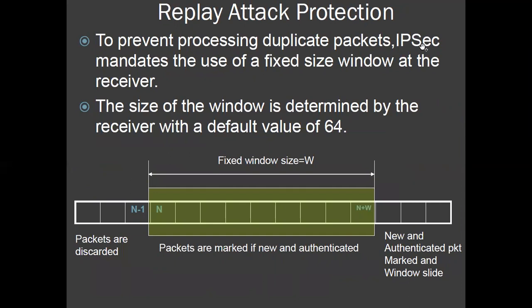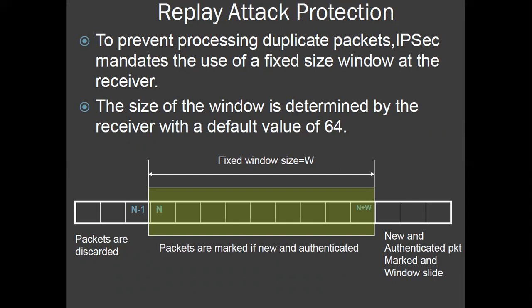To prevent the processing of duplicate packets, IPSec mandates the use of a fixed-size window at the receiver side. The size of the window is determined by the receiver, with a default value of 64. In this figure you can see the replay window. The window is of fixed size W.